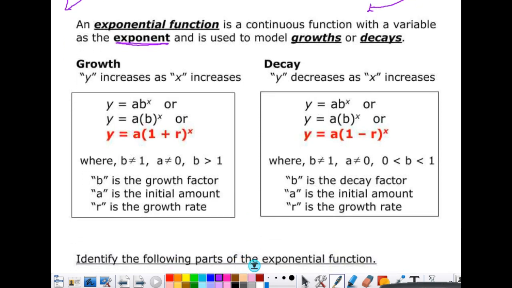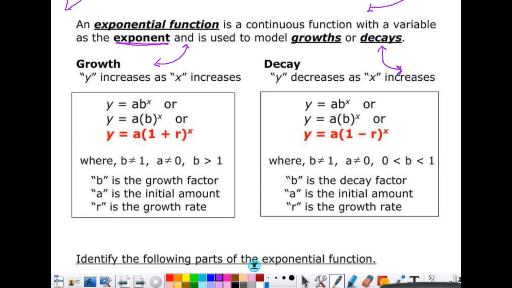Okay, so growth: y increases as x increases. Decay: y decreases as x increases. So that was a bad picture right there I just drew. But that's decay. This is growth. Okay?